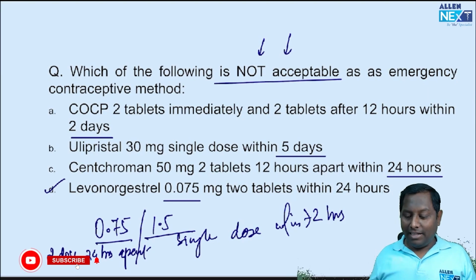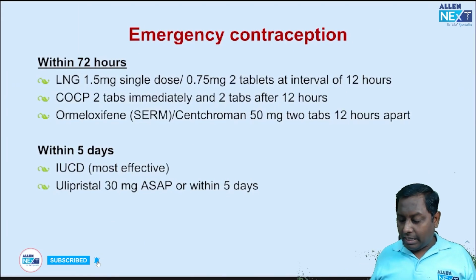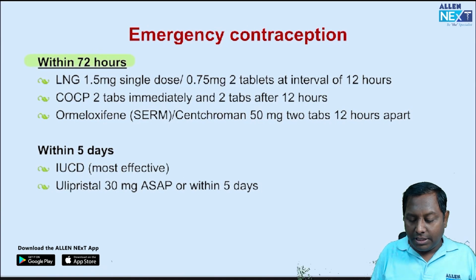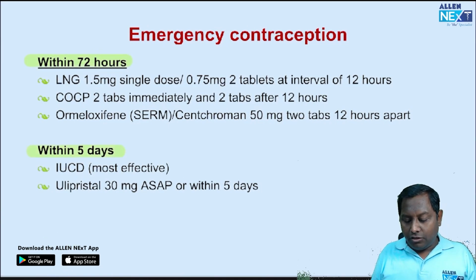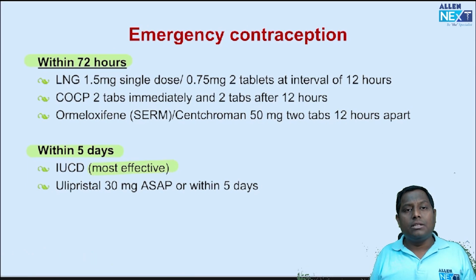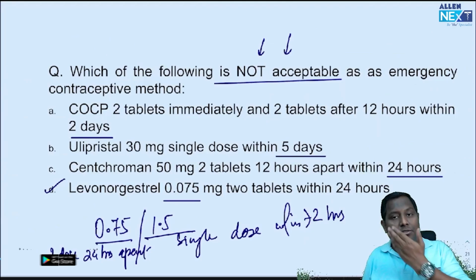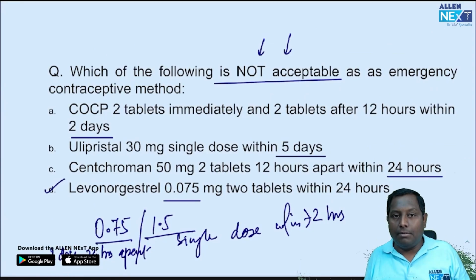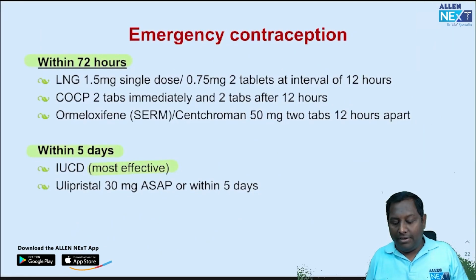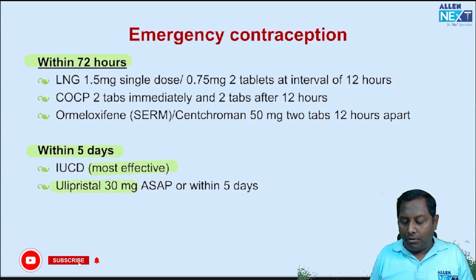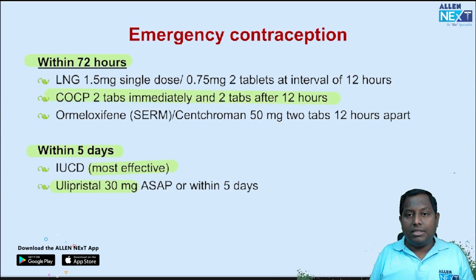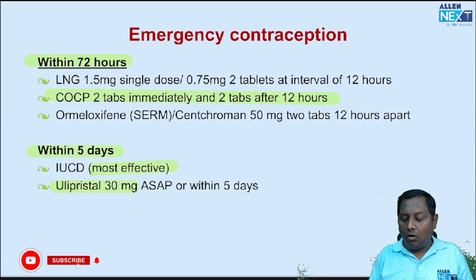Okay. Next one, let's see very quickly. Emergency contraception का again a quick summary: within 72 hours क्या देंगे और within 5 days. Within 5 days or best that we are having is IUCD, that's the most preferred one. Some students were saying सर IUCD भी option था. See, even if IUCD was there in option, that is acceptable. That's an acceptable emergency contraception within 5 days. Ulipristal 30 milligram as soon as possible or within 5 days. That is there in the option. Combined oral contraceptive pills immediately 2 tablets, one is after 12 hours, one is immediately. Levonorgestrel 1.5 milligram single or 0.75 2 tablets, not 0.075.